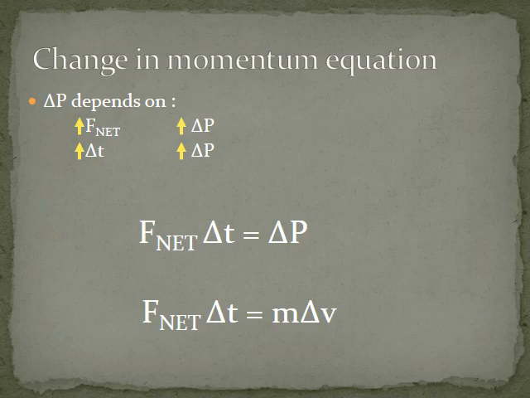Some kids have called this the FAT MAV equation. That delta sign kind of looks like an A. So F delta t equals m delta v, or FAT MAV if you want to think of it that way.